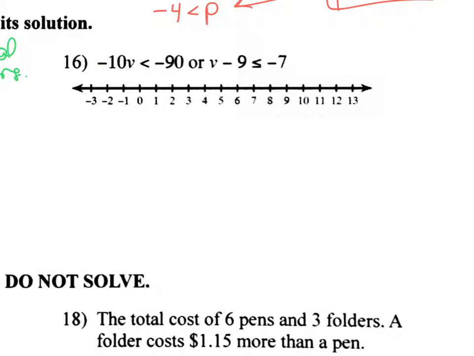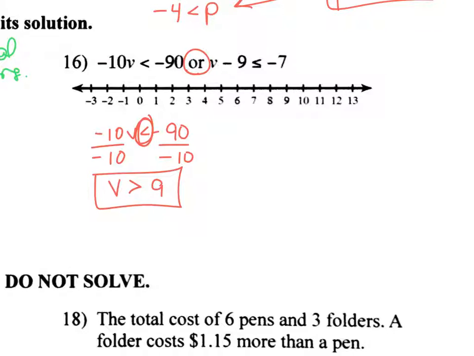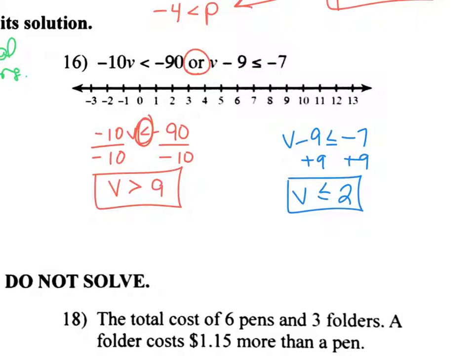Okay, on 16, they've already split apart for us that this is "or." So I'll just copy my problem down real quick. I'm going to divide by -10. Remember, division by a negative is going to flip, so I've got v is now greater than +9. I also have v minus 9 less than or equal to -7. I'm going to add 9. So v is less than or equal to +2.